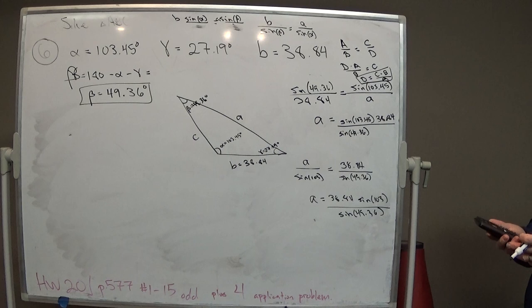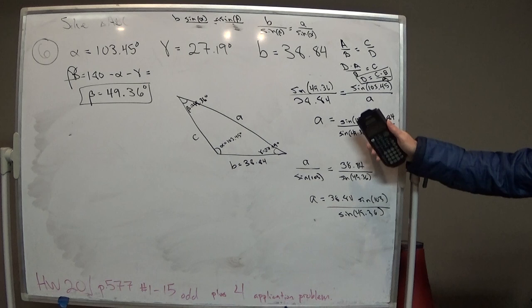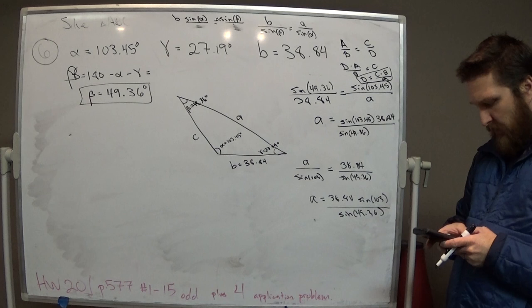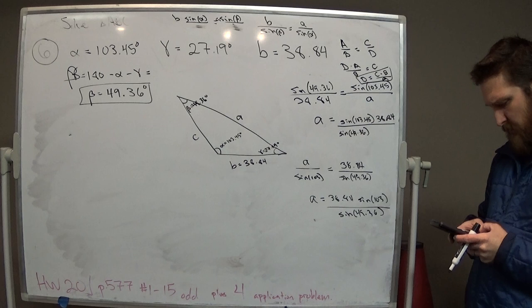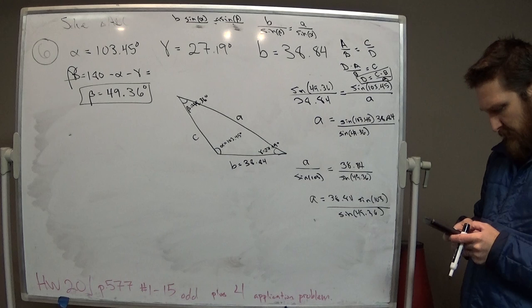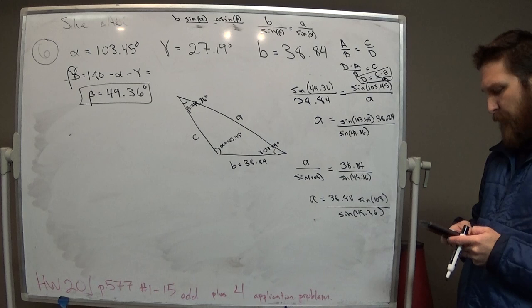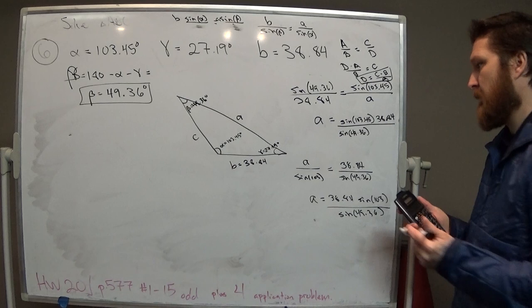So I'm going to type this all in one fell swoop. I'm going to go sine 103.45, end parentheses, times 38.84, divided by sine 49.36, end parentheses, and I get, what do I get? 49.78.